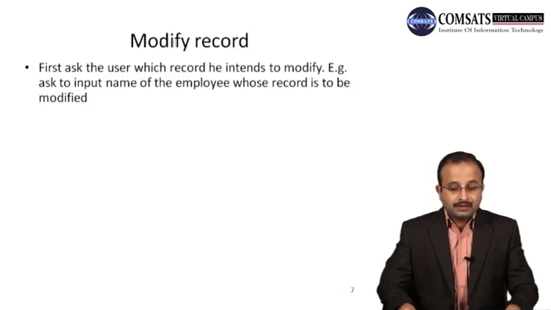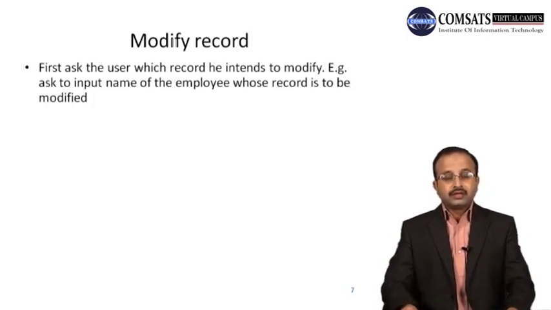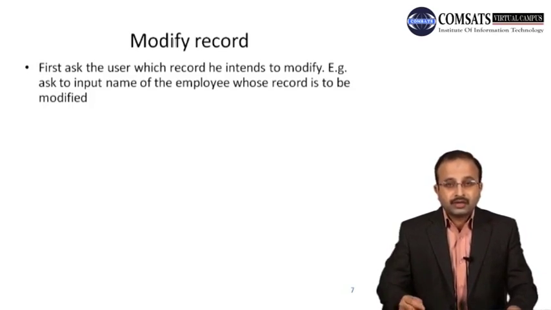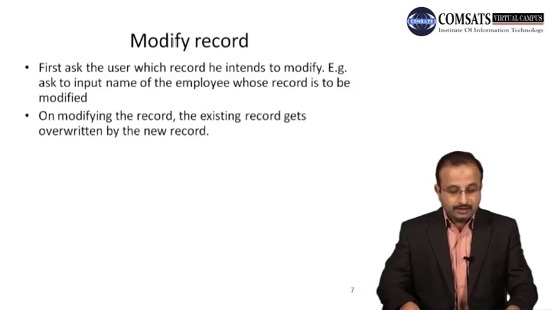So for example, the program asks to input the name of the employee whose record is to be modified. Okay, enter the name of the employee whose record is to be modified, or the name of the student whose record is to be modified. And the user enters the name, then it starts reading the record from the beginning of the file.